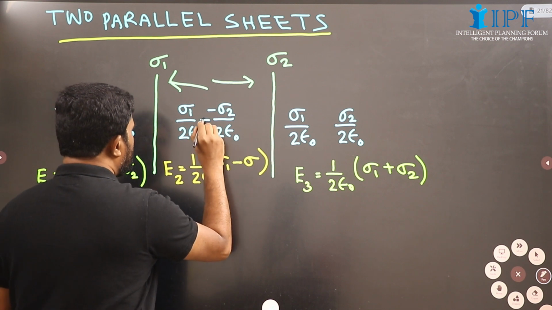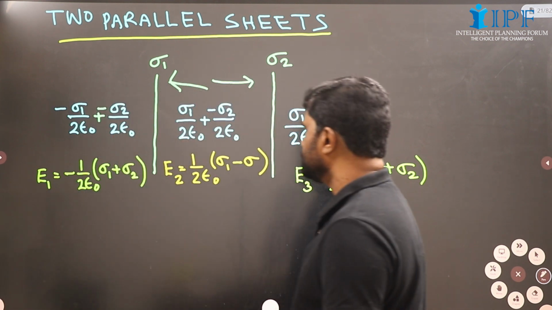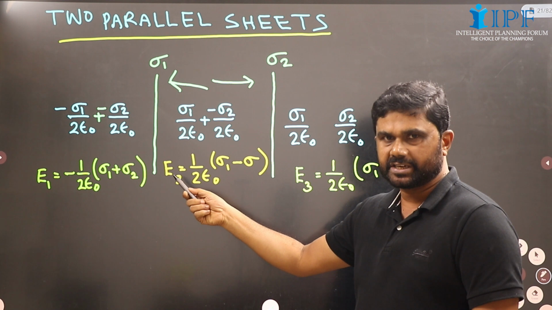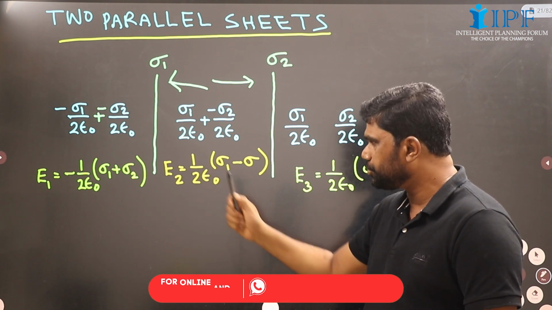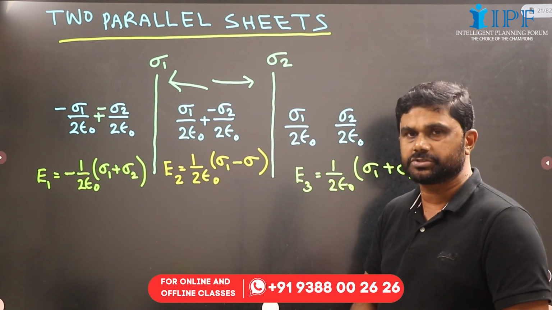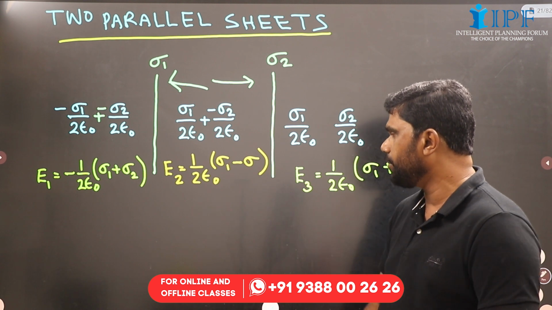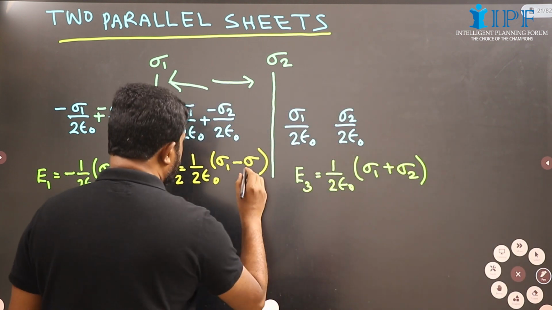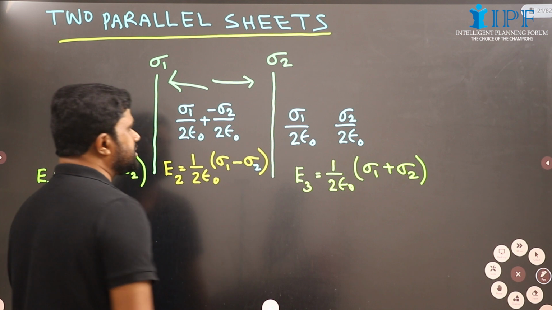We want to find the sum of these two. So the resultant intensity of electric field in the second region will be 1 by 2 epsilon 0 common, which can be taken outside, and inside the bracket sigma 1 minus sigma 2.